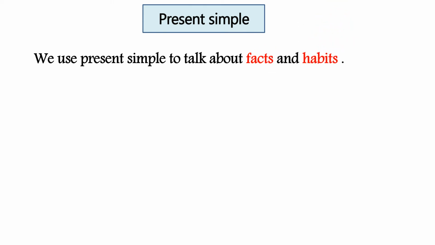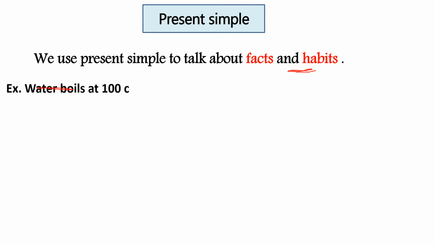Now I will explain present simple. What do we mean by present simple and when do we use present simple? We use present simple to talk about facts and habits. We use present simple when we want to talk about something true or a habit that I usually do.